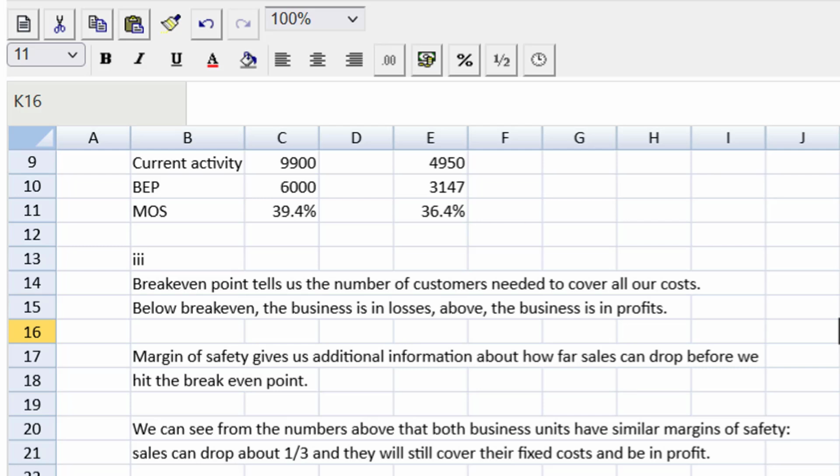Break-even point tells us the number of customers needed to cover all our costs. Below break-even, the business is in losses. Above, and the business is in profits. Margin of safety gives us additional info about how far sales can drop before we hit the break-even point. And we can see from the numbers above that both business units have similar margins of safety. Sales can drop about 1/3 and they will still cover their fixed costs and be in profit. There you have it. Simple, direct, easy to understand writing style will get you just as many marks as a verbose academic style.